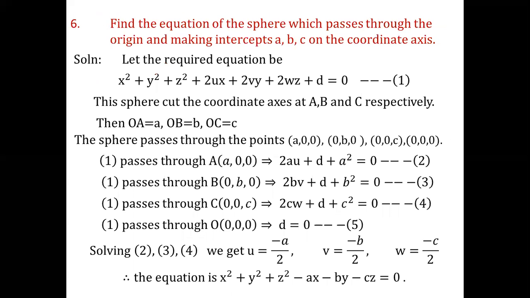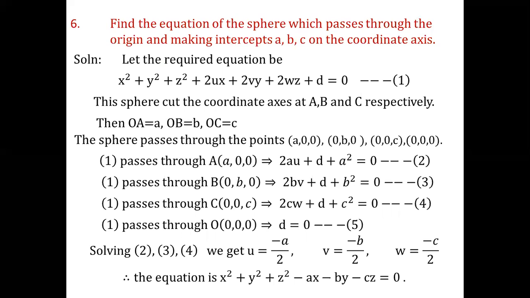And the last problem of this session: find the equation of a sphere which passes through the origin and makes intercepts a, b, c on the coordinate axes. So again, let us take the required equation to be x square plus y square plus z square plus 2ux plus 2vy plus 2wz plus d equal to 0. Call it equation 1.